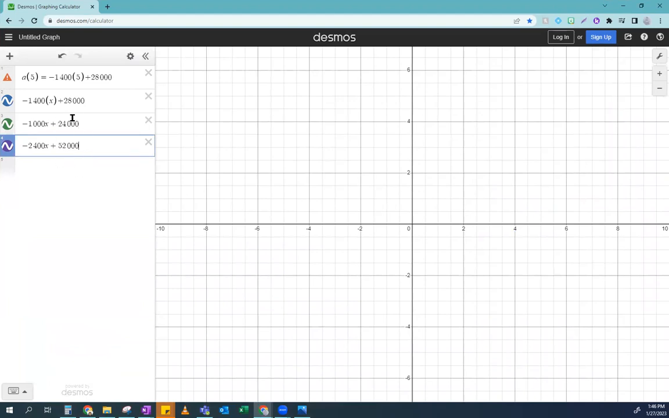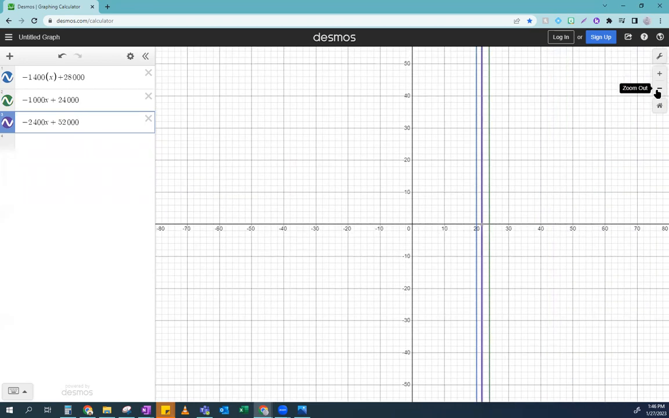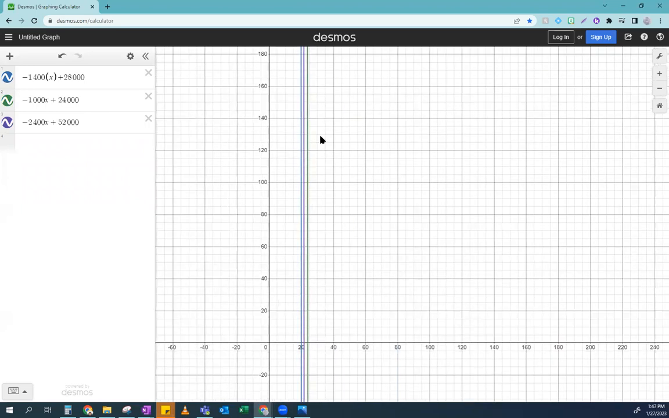Anybody know where I should look? Where are the lines going to be? Ms. Johnson, you broke Desmos. Yeah, you got to go way out, because these numbers here are way bigger than these numbers here. So I'm going to zoom out a lot. Oh, there they are, Ms. Johnson. They look like straight lines again.